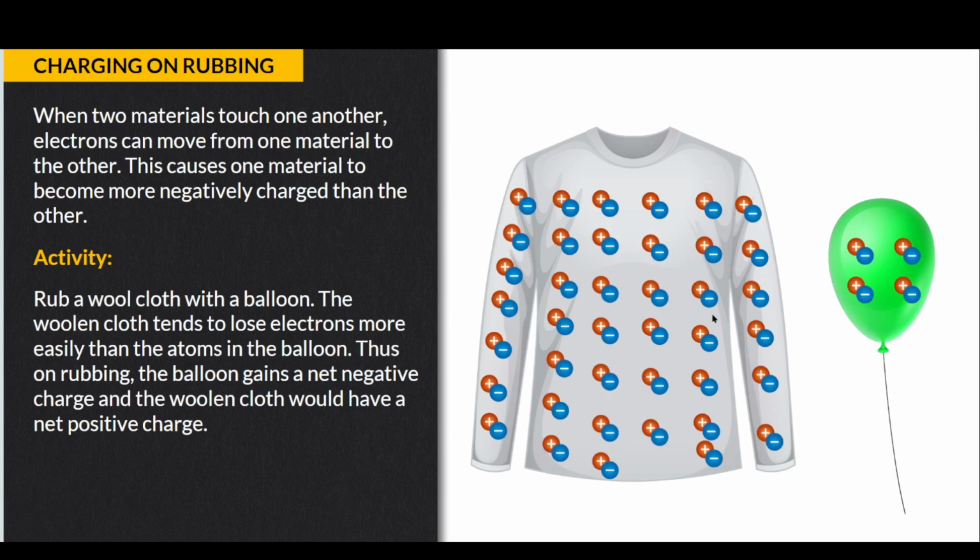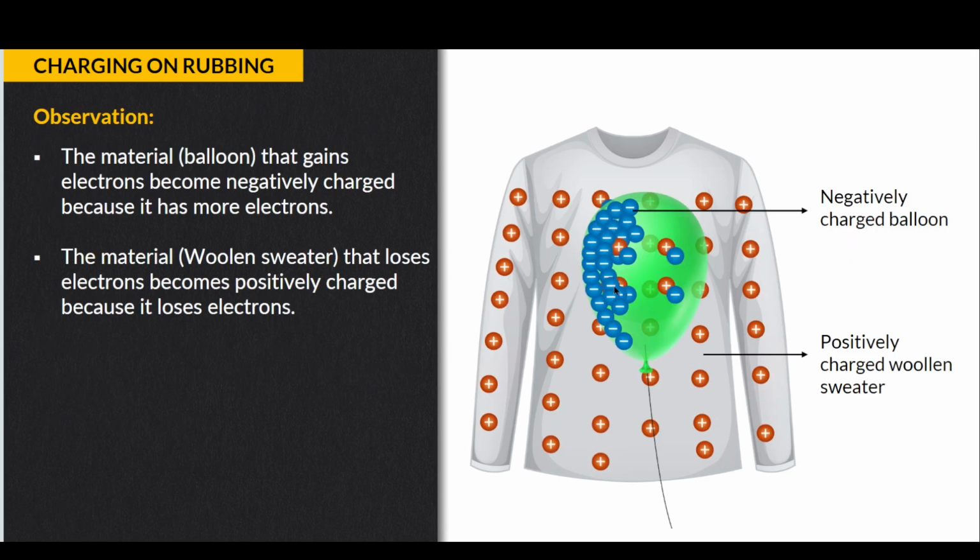So when we rub them, the balloon gains negative charge and the woolen cloth will have a net positive charge. Like here you can see the balloon is gaining more electrons, so it will become negatively charged. Why? Because electrons are negative, and the woolen cloth is losing electrons.